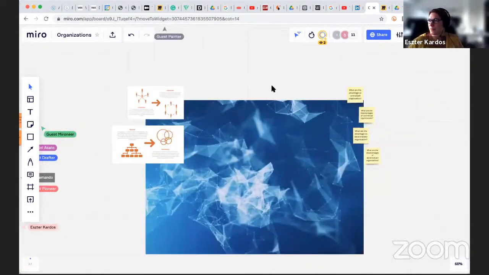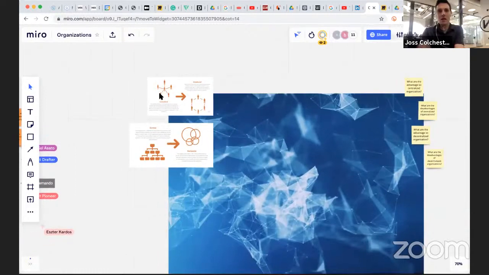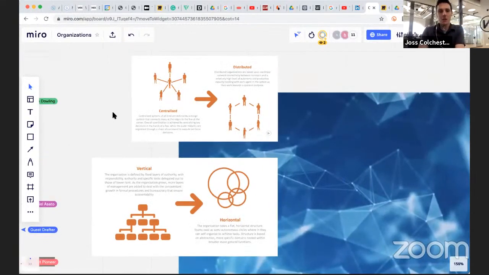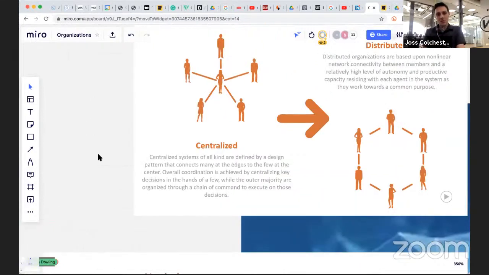Let's take a look at this one here. We're talking about decentralization here, actually. That one was about open versus closed. So centralized systems of all kinds are defined by a design pattern that connects many at the edges to the few at the center. And I guess this is why it's expressive of a reductionist approach, because it's always going to reduce down, going from diversity at the edges. It's got to bring the information into the center where there are a few people by definition, right? If it's centralized, there are a few people in the center and many at the edges. So there's always this reduction process of information.